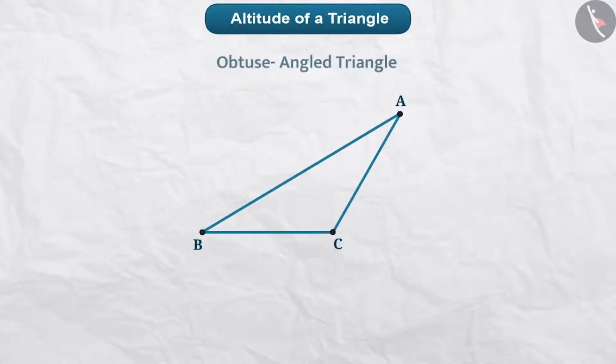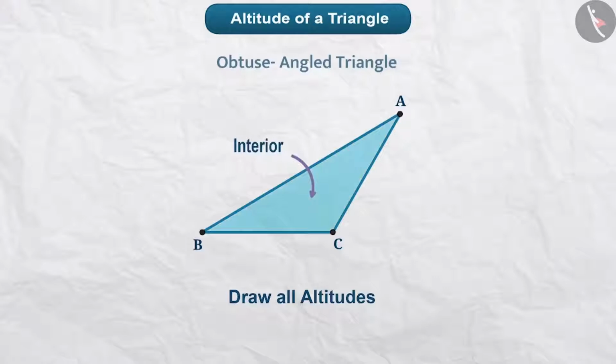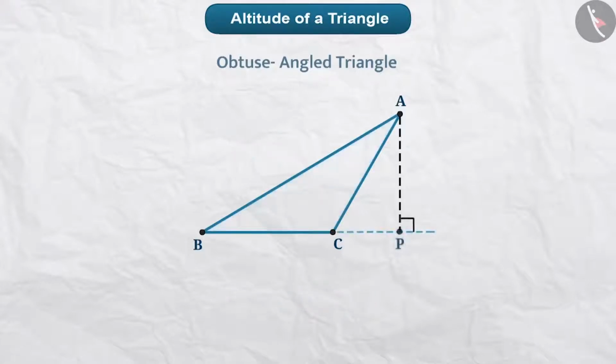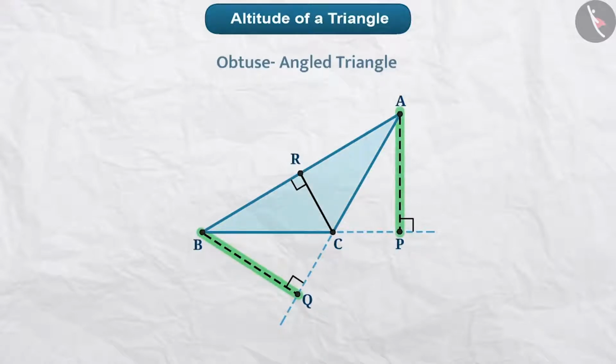Now you can take a paper and draw an obtuse angled triangle on it. Draw all the altitudes in it. Do you get all altitudes in the interior of the triangle? Find out by pausing the video. If we talk about an obtuse angled triangle, we can draw altitudes in this way. As you can see, the altitudes in an obtuse angled triangle can also be in the exterior of the triangle.